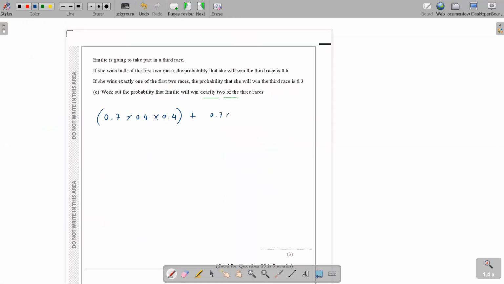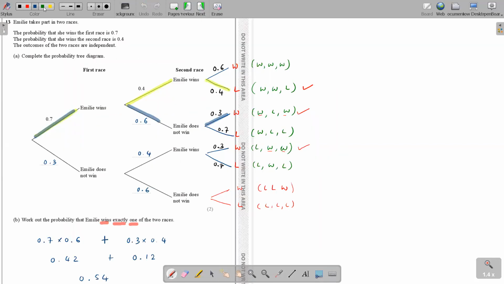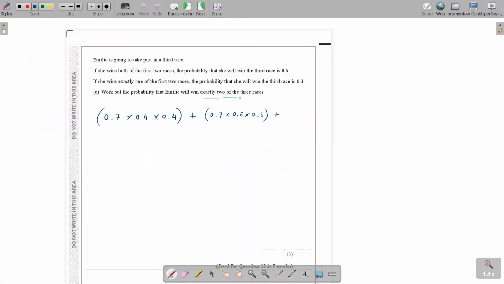0.7 into 0.6 into 0.3. Plus there's another branch, so which is this one? Lose, win, win. So 0.3, 0.4, 0.3. 0.3 into 0.4 into 0.3.